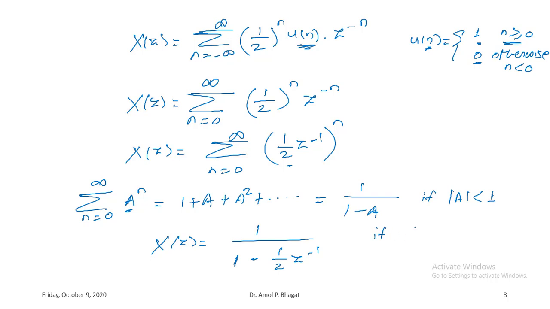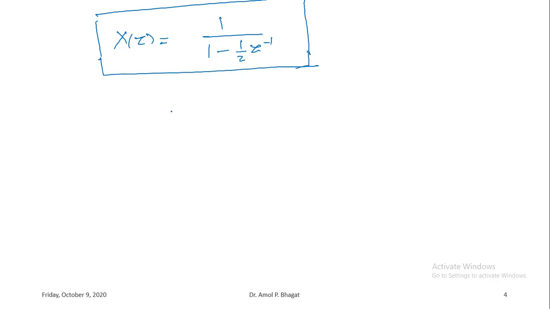Okay, if it is that mod 1 by 2 z inverse is less than 1, then that is the required z transform: 1 upon 1 minus 1 by 2 z inverse. And to get its ROC, we have this condition: mod of 1 by 2 z inverse less than 1. Okay, this is the condition.